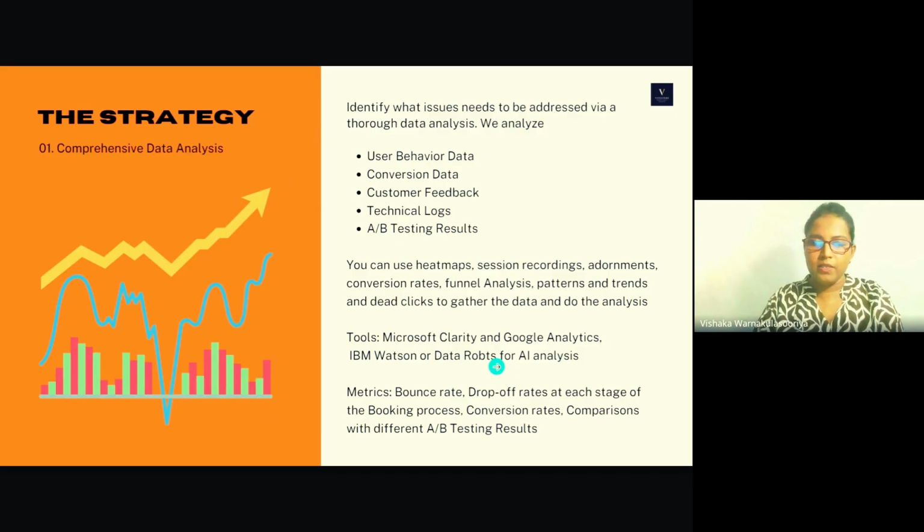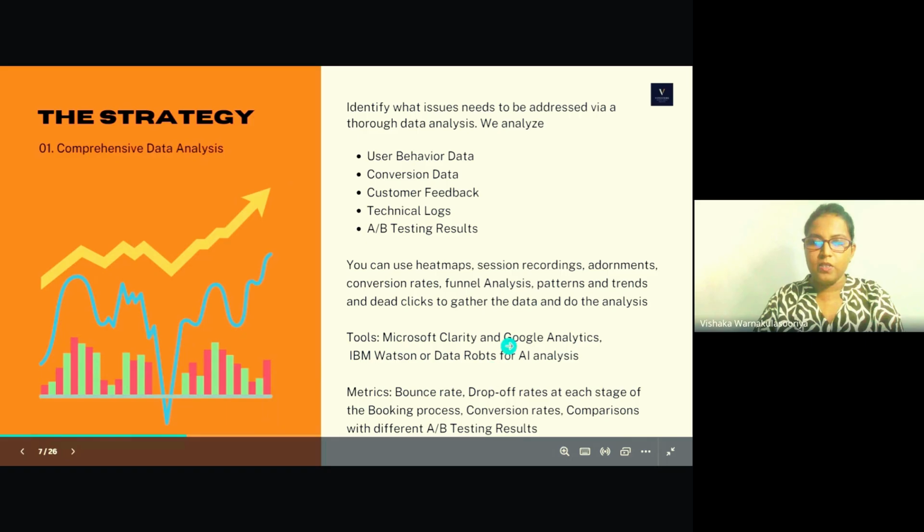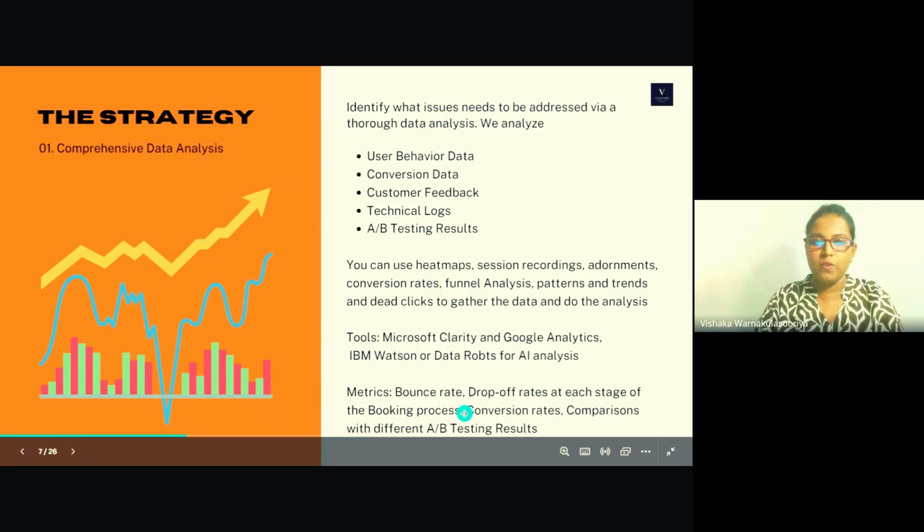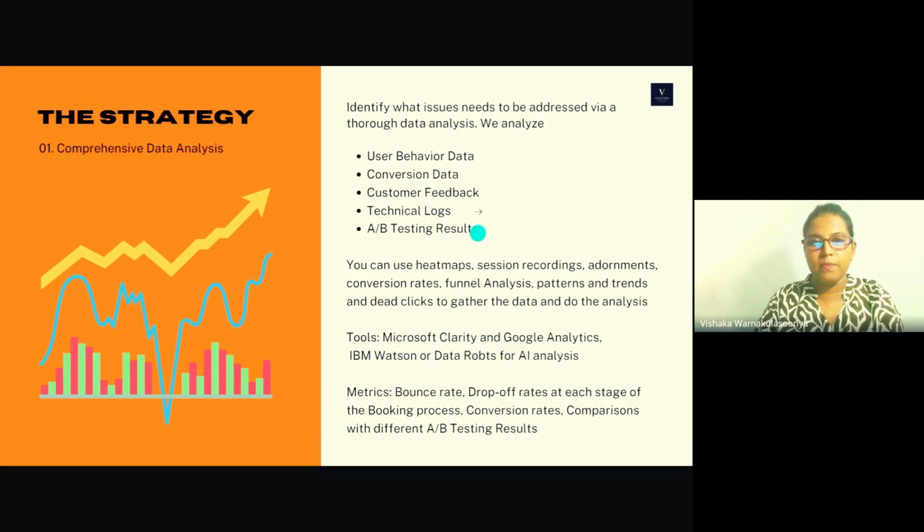As metrics, these are some of the metrics you can generate: bounce rate, drop-off rates at each stage of the booking process, conversion rates, and so on. Bounce rate is a really important thing. As an example, if a particular visitor comes to a landing page and leaves without further navigation, it shows a bounce rate, and then you know your landing page is not well designed and some sort of issues will be there. So bounce rate is also a good metric for identifying those issues.